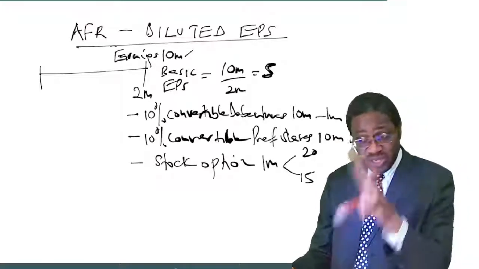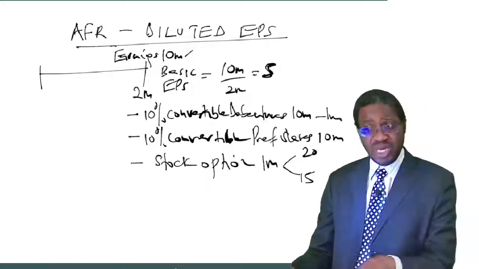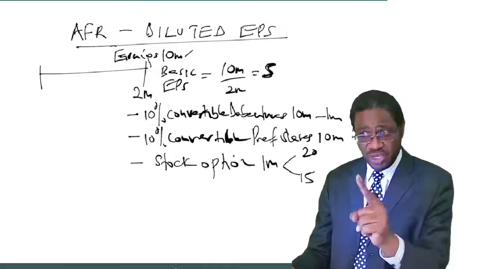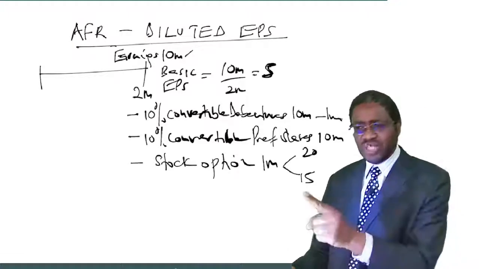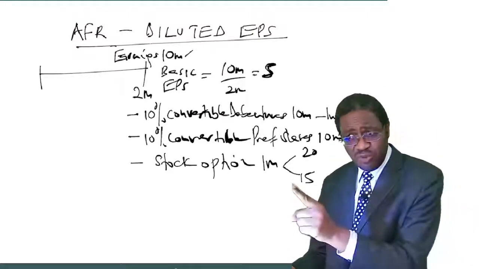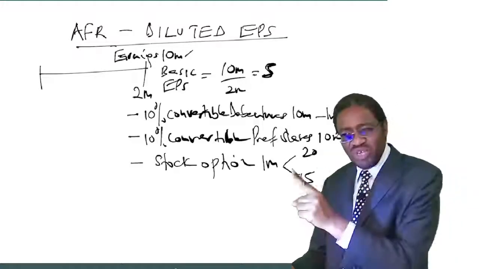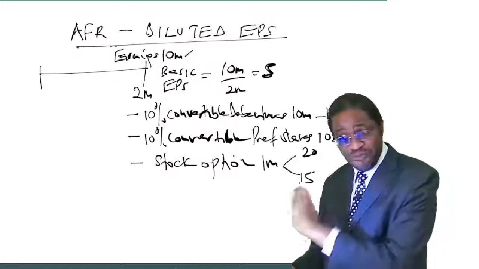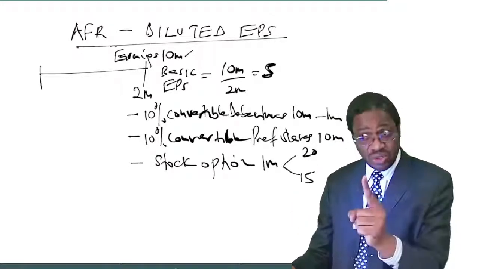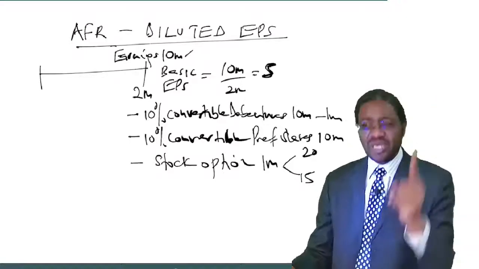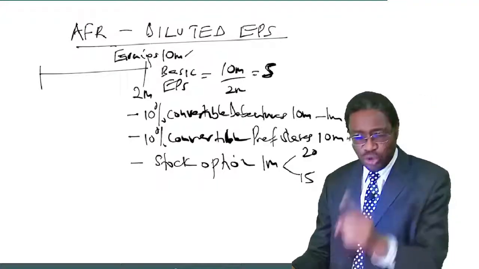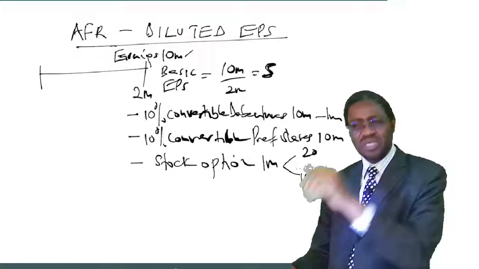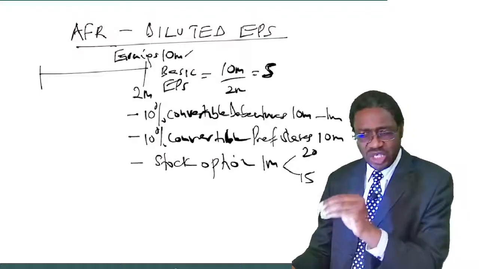I hope you still remember we said that when shares are issued as a result of a stock option, some of those shares are deemed to be issued at full market price, and some of them are deemed to be issued as bonus, that is for free. We talked about that in the previous class.